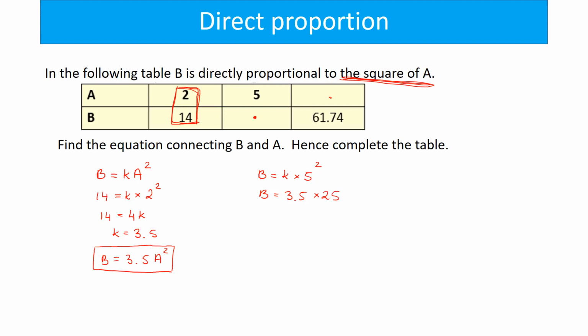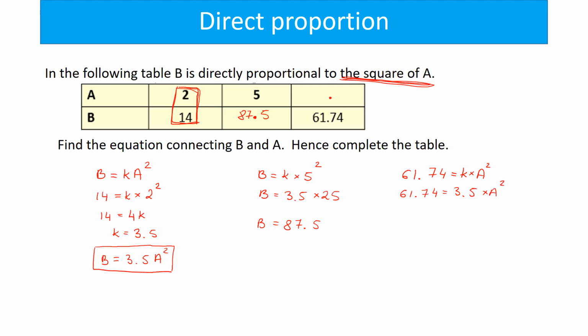Remember that the value of K is 3.5, times 25, and the answer is 87.5. So the value here is 87.5. Then I can find this missing value here. So this time I'm given the value of B. So that is 61.74 equals K times A squared. Remember that the value of K is 3.5.